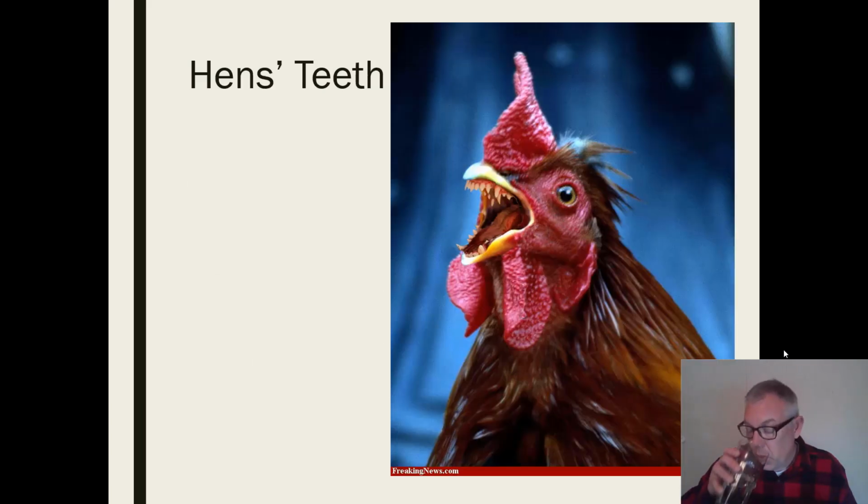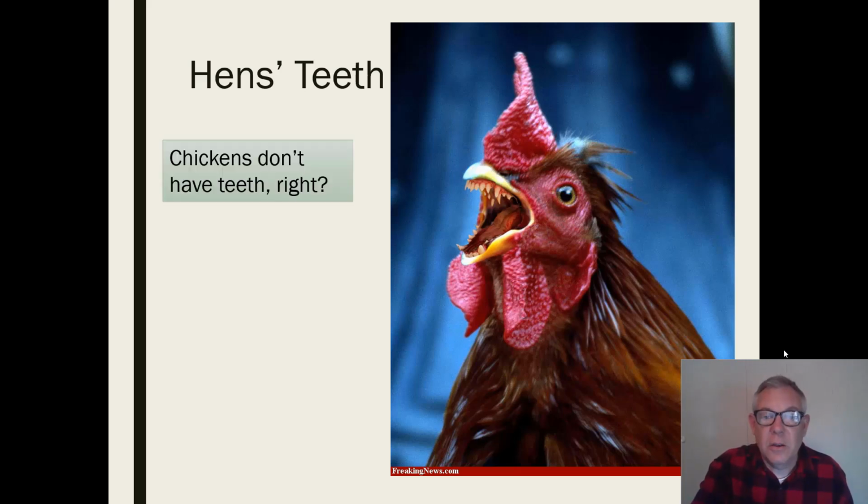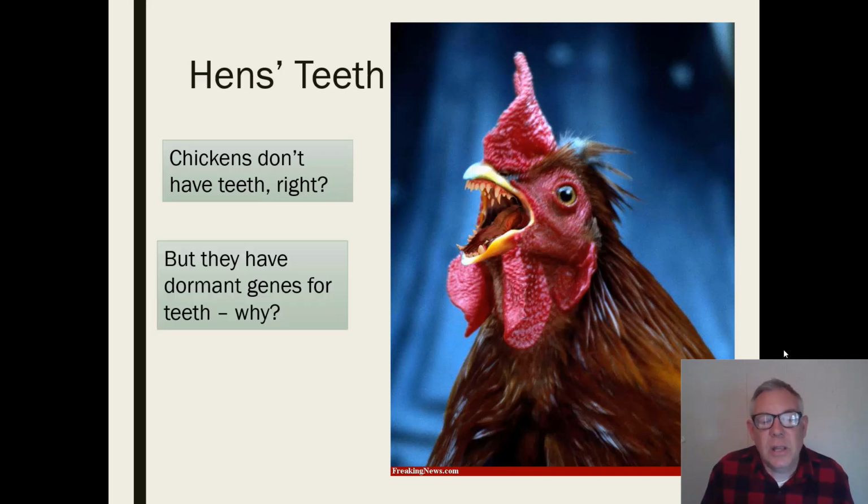Now here's a great example. The teeth in chickens. Now, every semester I say the same thing. We all realize that this is a photoshopped picture, right? Do not go home and tell your parents that, oh yeah, my zoology professor said that chickens have teeth. They do not. This is a fake photo, okay? But the fact that hens have genes for teeth is not fake, right? Chickens don't have teeth, but they have the genes for teeth.